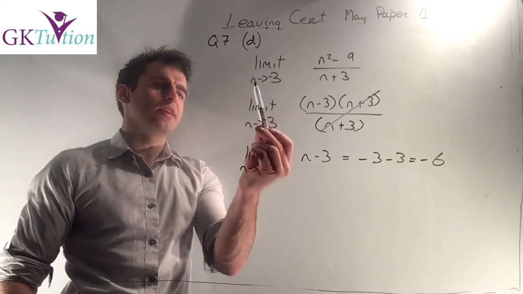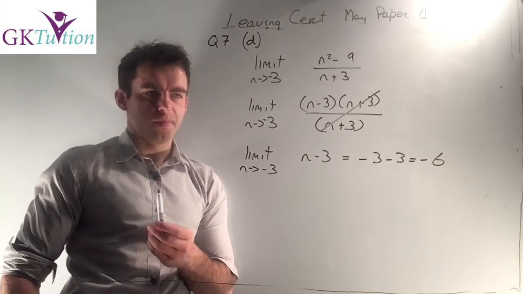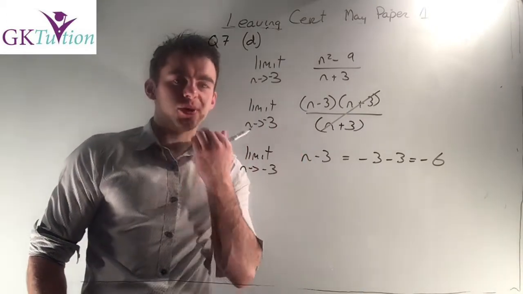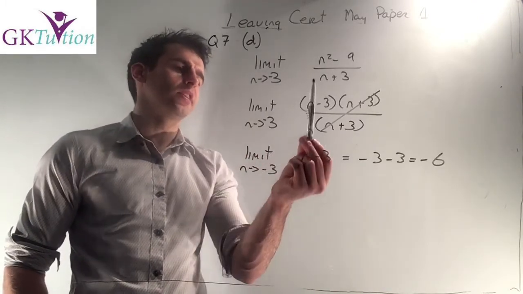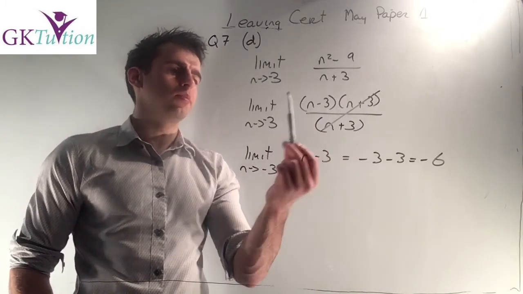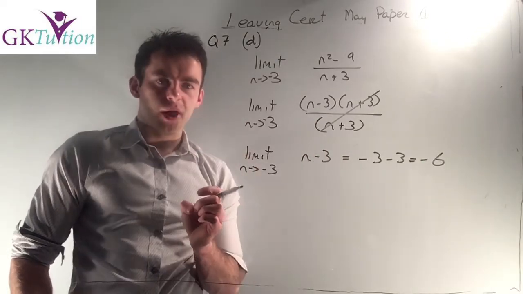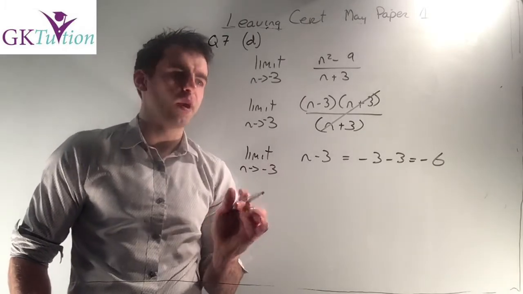Okay, you're given the limit as n approaches minus 3 of n squared minus 9 over n plus 3. If n is approaching a number, in principle all you have to do is sub it in. But the problem is, if you sub in minus 3 at this stage, you'll end up with minus 3 plus 3 on the bottom. In other words, you'll end up with a 0 on the bottom. A 0 on the bottom of a fraction is undefined, and you're not allowed to have it. So you can't have a 0 on the bottom of the fraction.